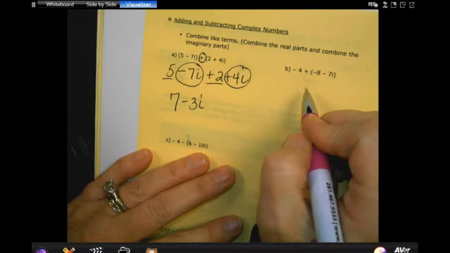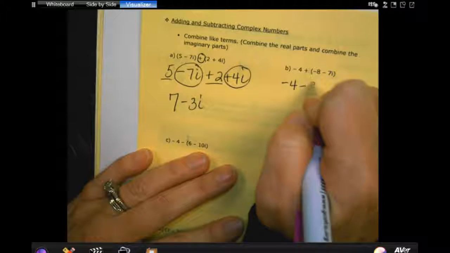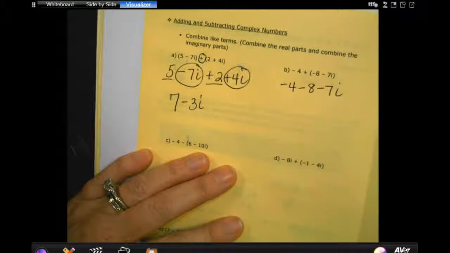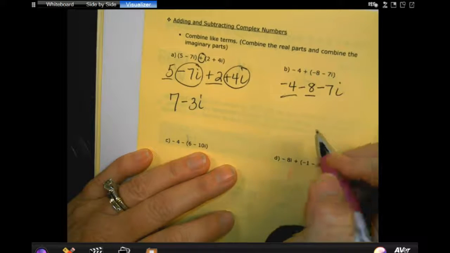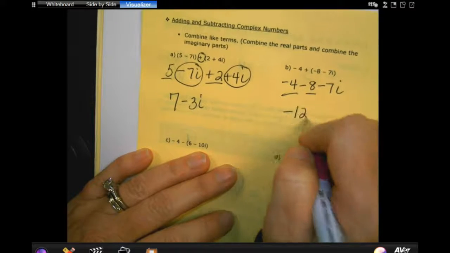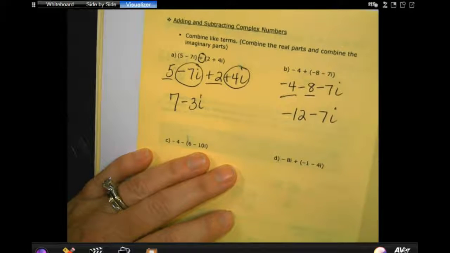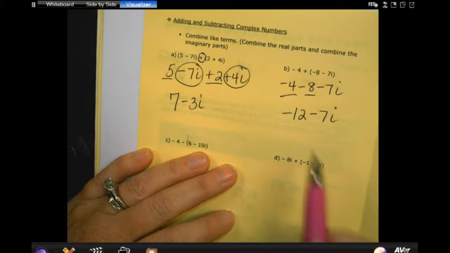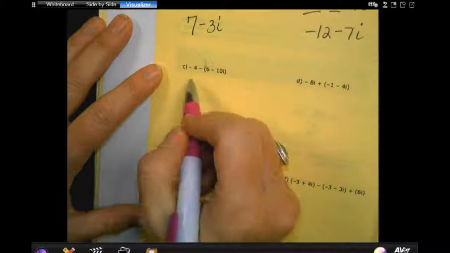So on B, it's the same thing. Negative 4, I have minus 8, and minus 7i. So I'm going to combine the negative 4 minus 8, gives me negative 12, minus 7i. Can I combine the negative 12 and the negative 7? Why? It's imaginary, and this is real, and we're not putting the two together, all right? Can't do that.